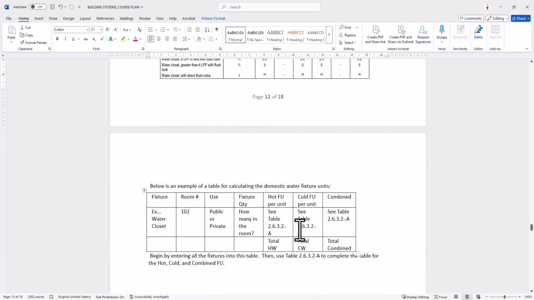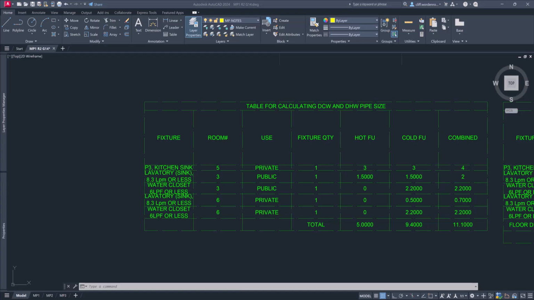All right, so I've given you an example of what the table looks like. I'll take you into the drawing. I've already done this step for you to demonstrate it, so I'll show you how that's done. So here's the table. It's a table for calculating domestic cold water and domestic hot water pipe size. On the left-hand side, fixture, I have the room number, the use, fixture quantity, hot fixture units, cold fixture units, and combined. What I've done is I've gone to each room and written down what fixture's there, and then put the room number, and then I've labeled the use. Then I've gone and looked at the table and figured out hot, cold, and combined.